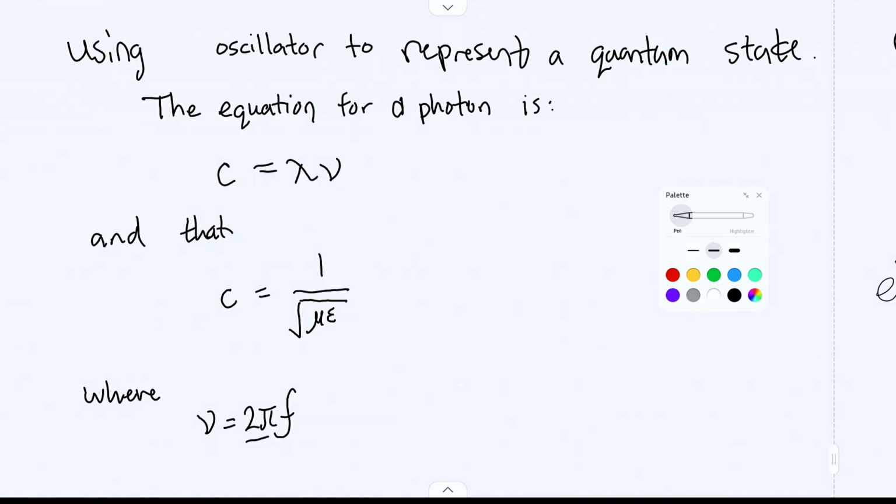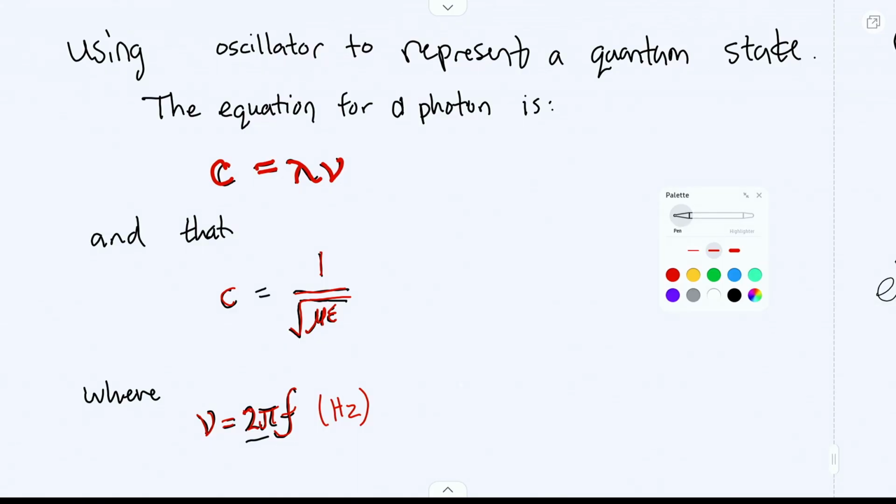So the equation of a photon we have is c equals lambda times nu. And we also have this constraint, if you want to call it, such that c is equal to 1 over the square root of the electrical and magnetic permittivity. And we also have this relationship that nu is 2 pi times frequency, and this is like hertz frequency.